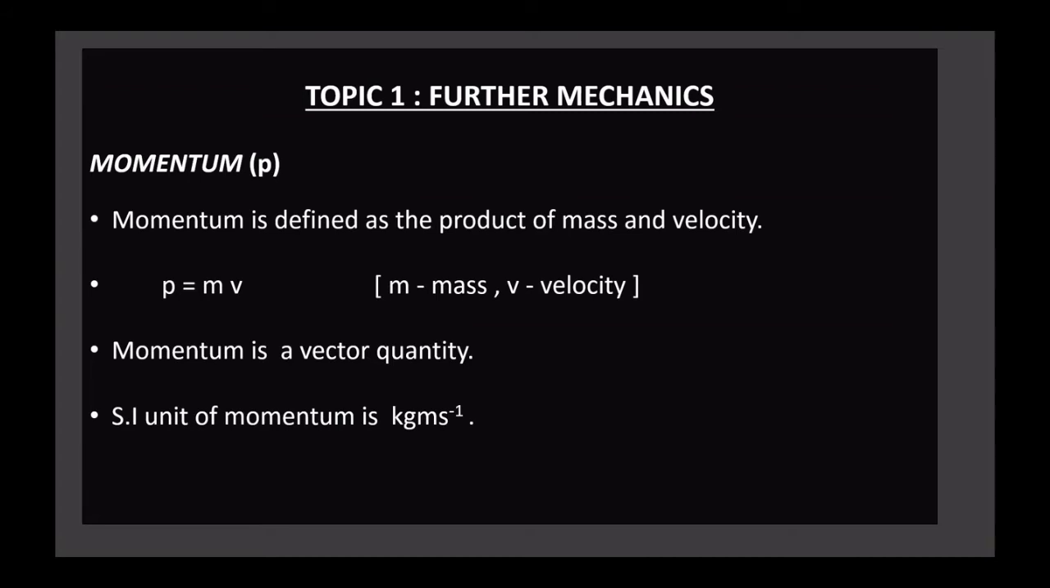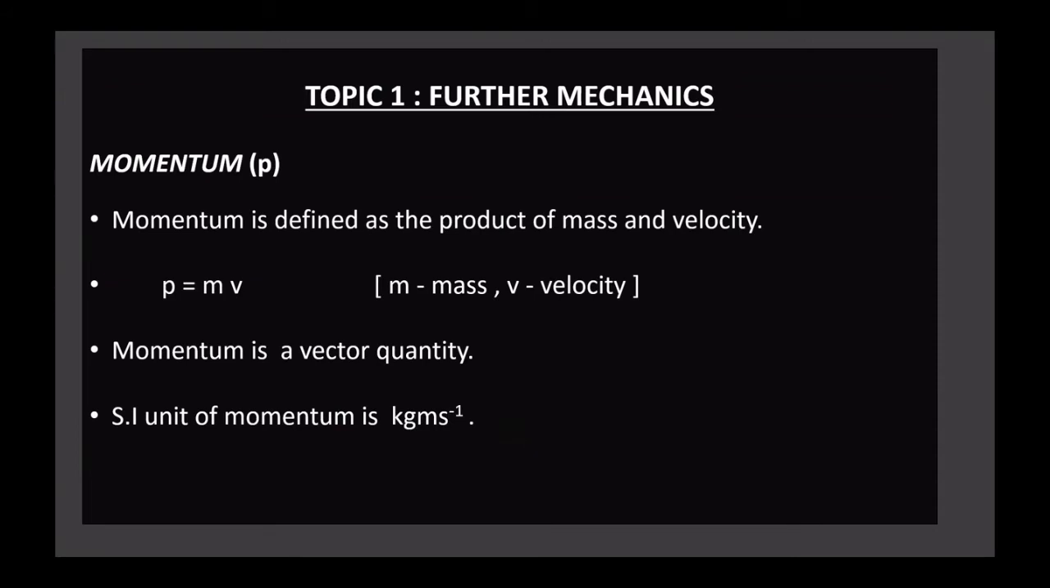As you know, momentum is represented by the symbol small p, which is defined as the product of mass and velocity. p is equal to m into v, where m is mass and v is velocity. Velocity is a vector quantity, so momentum is a vector quantity. The direction of momentum is the same as that of the direction of velocity. As by the equation, the SI unit of momentum is kilogram meter per second.